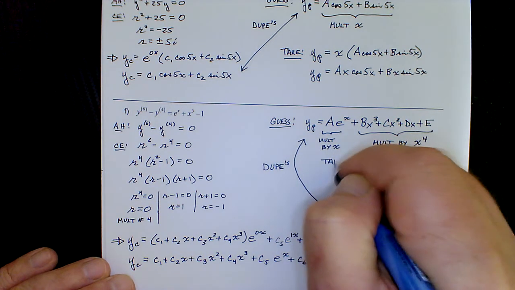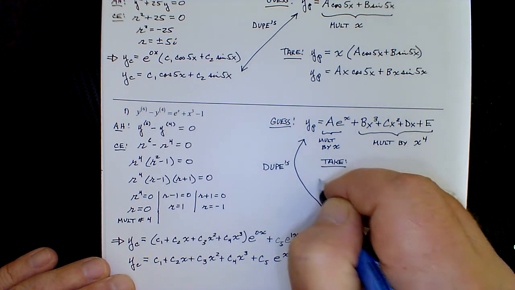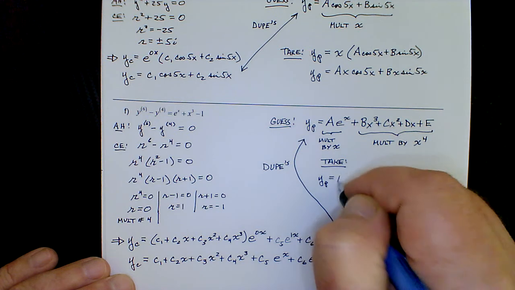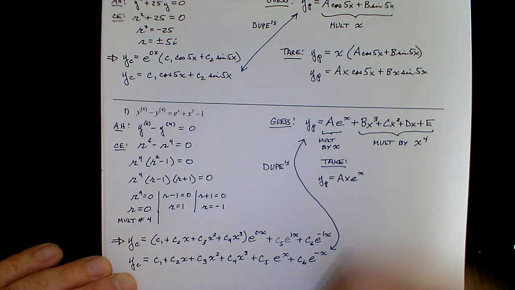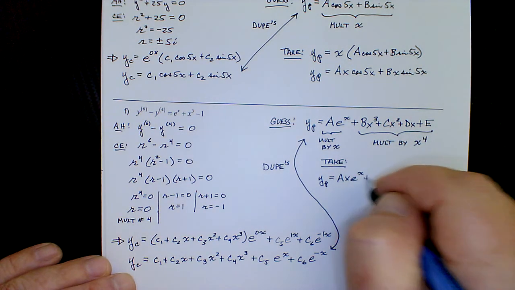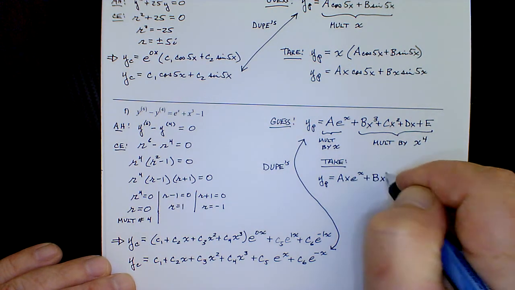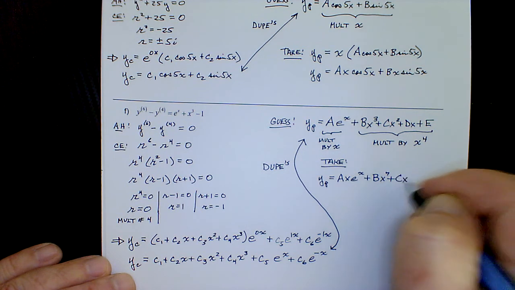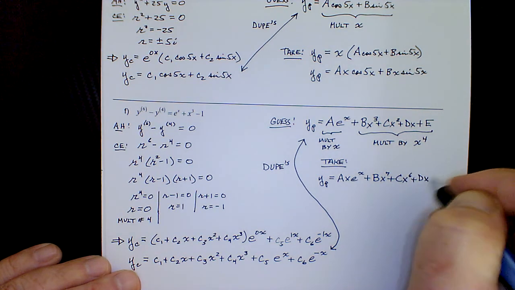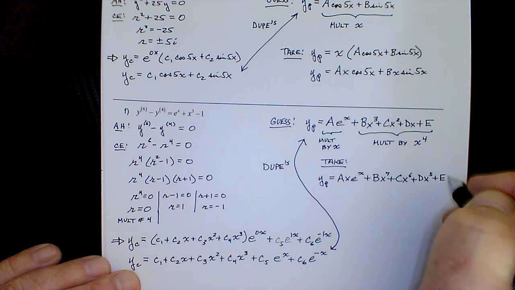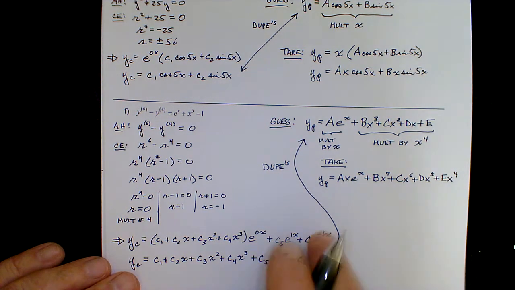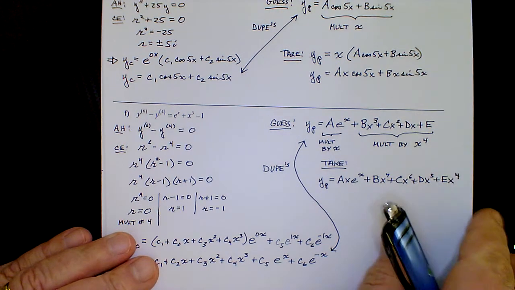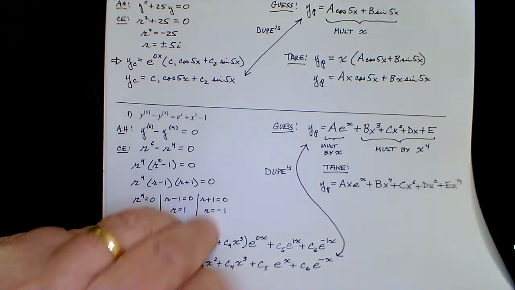So finally, we take our y sub p to be equal to ax e to the x. And then I'm going to choose to distribute the x to the 4th, just multiply it by every term. So plus bx to the 7th, plus cx to the 6th, plus dx to the 5th, plus ex to the 4th. Okay, so a couple questions on those. That one in particular is kind of interesting. And so the next thing is an initial value problem.